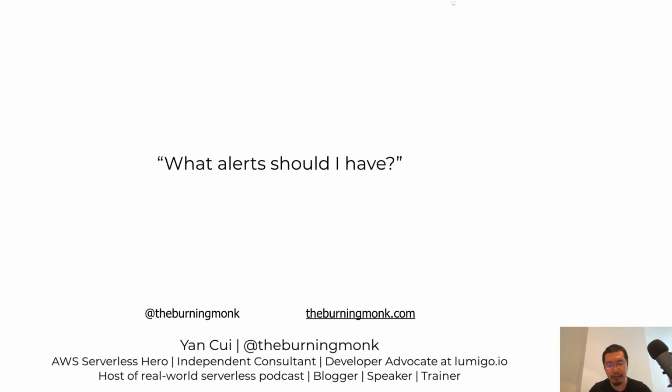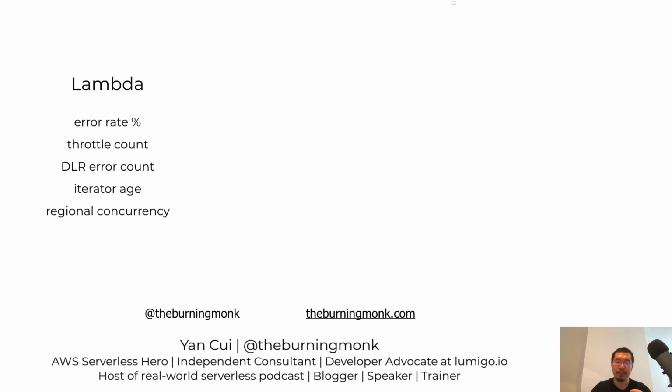So the good question there is, what alarms should I have? It depends on what you're building, but I've got a handful of alarms that I normally would have based on the services that I'm using. For Lambda, I tend to have alarms around the error rate, not error count. So a ratio of errors out of the total number of invocations, which you can do using a computed metric in CloudWatch. And for functions which I don't expect to be throttled, I want to have alarms around those.